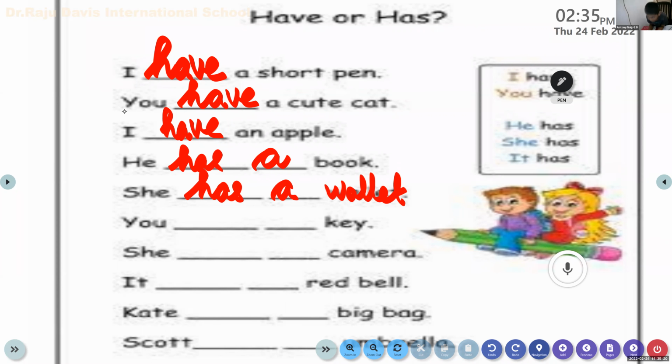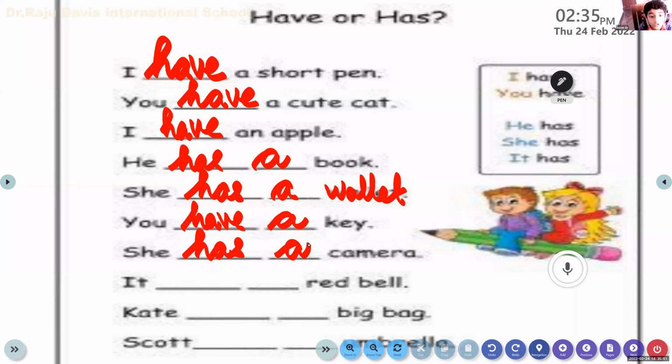She has a camera. Yes. Come on, Aeon. Read it once more. She has a camera. Yes, she has a camera. Very good. Shivad, come on, Shivad.